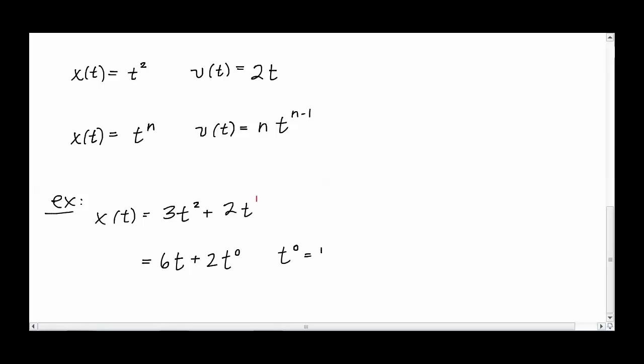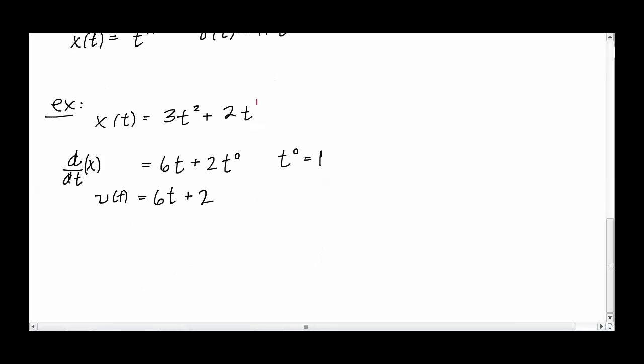And then t is known as t to the 1. So 2 times 1 is 2. T to the 1 less power is t to the 0, and t to the 0 is 1. So a lot of times you would see this written as 6t plus 2, and that's it. That is your velocity with respect to time function. So the notation you may see is d dt of x, and that means that you're about to take the derivative of the position function with respect to time.